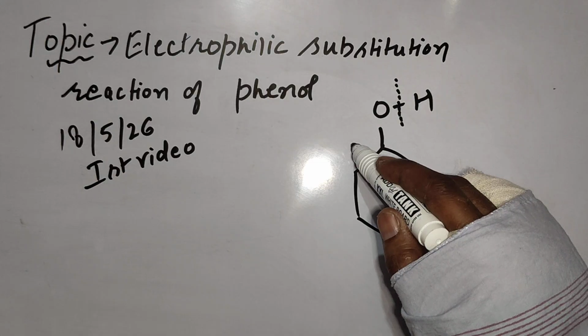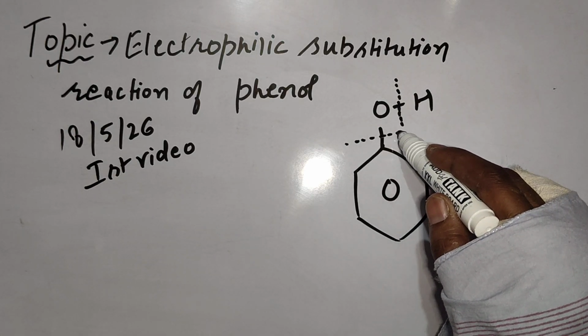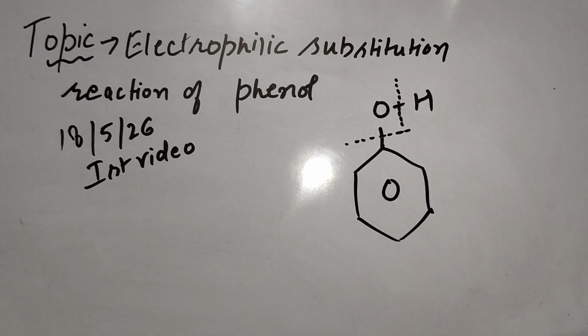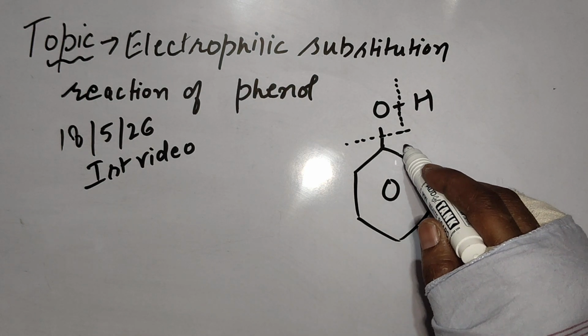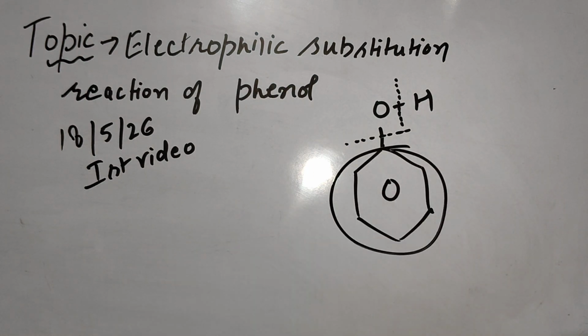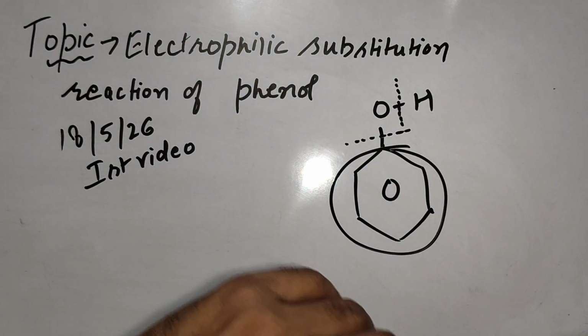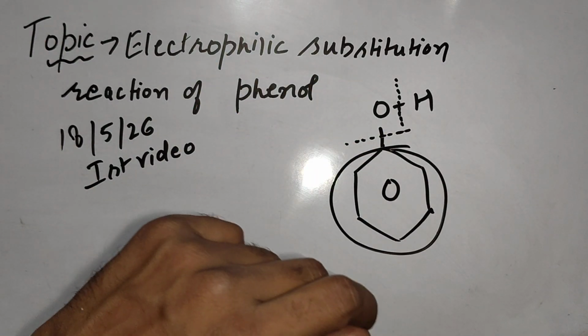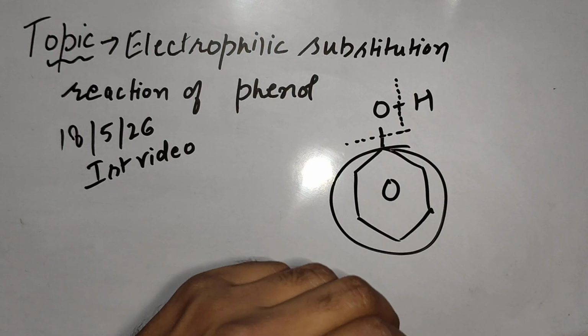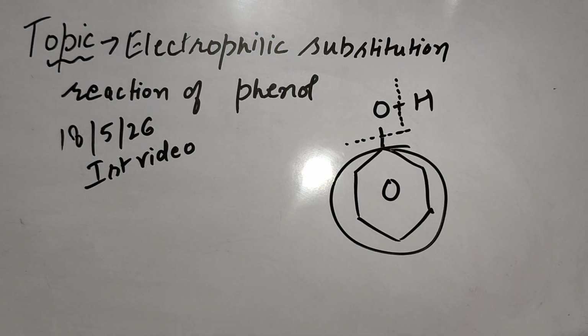Second chemical properties were those in which oxygen-carbon bond was breaking. Now the third chemical reactions are those in which benzene ring is involved, which are known as electrophilic substitution reaction. The topic is involved in 12th, JEE, NEET and BSc. Let's start.